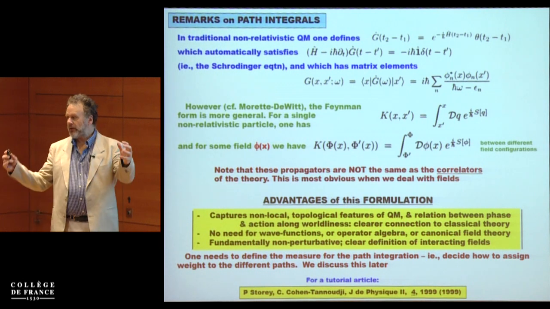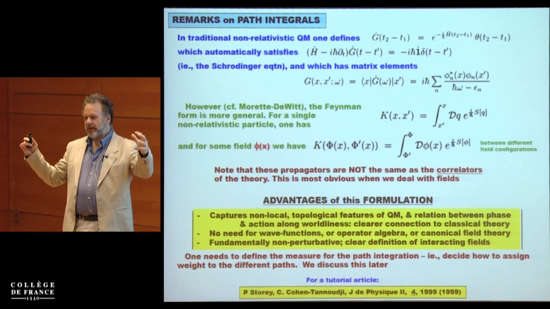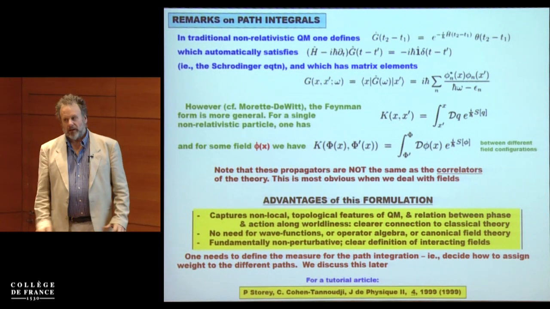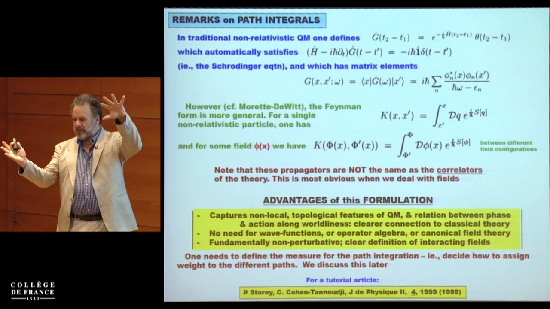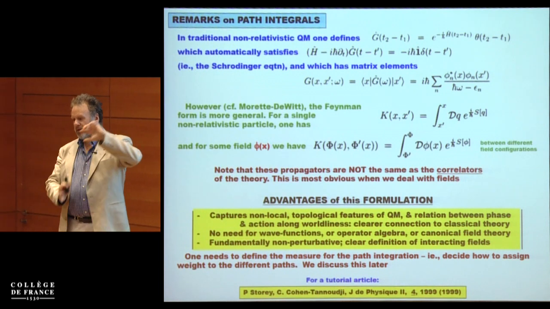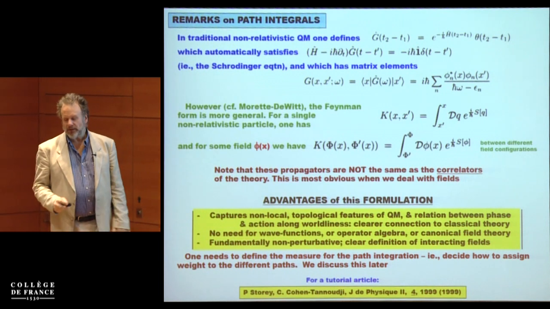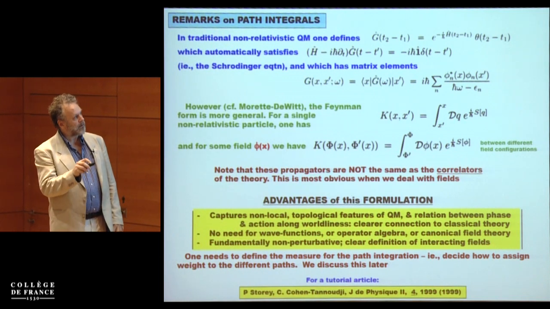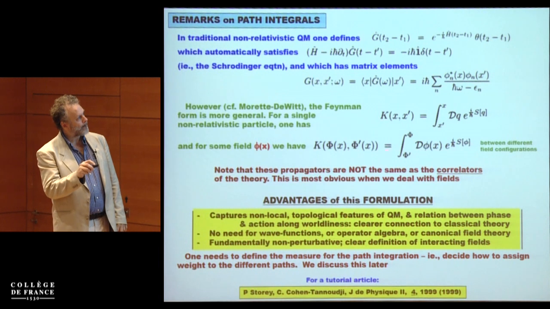This would be a correlator between two values of the vector potential at 2 points in space-time. But here we're talking about the entire field throughout space-time changing from one configuration to another. It's a quite different object. And we'll find that it turns out to be a useful object later on.